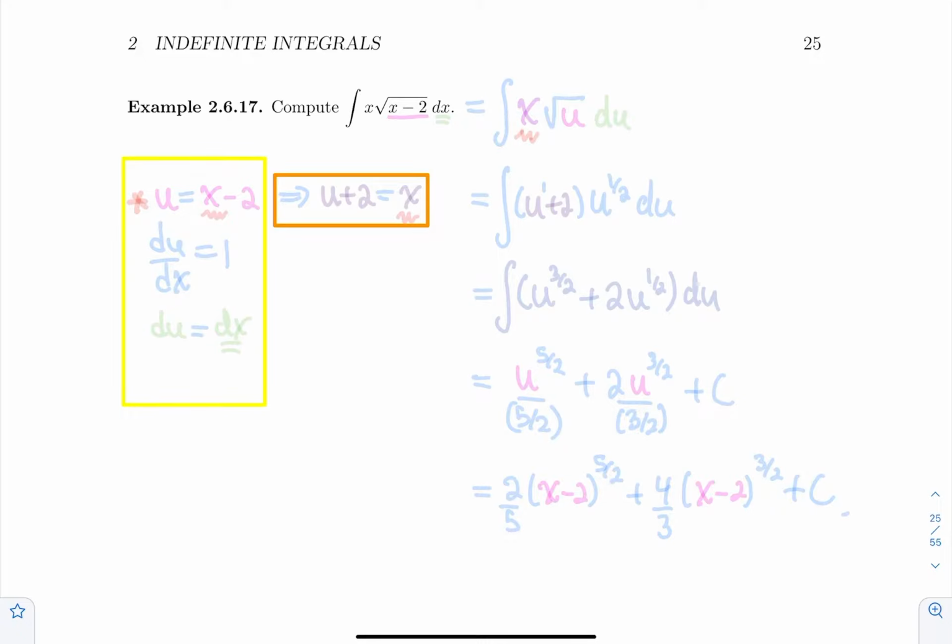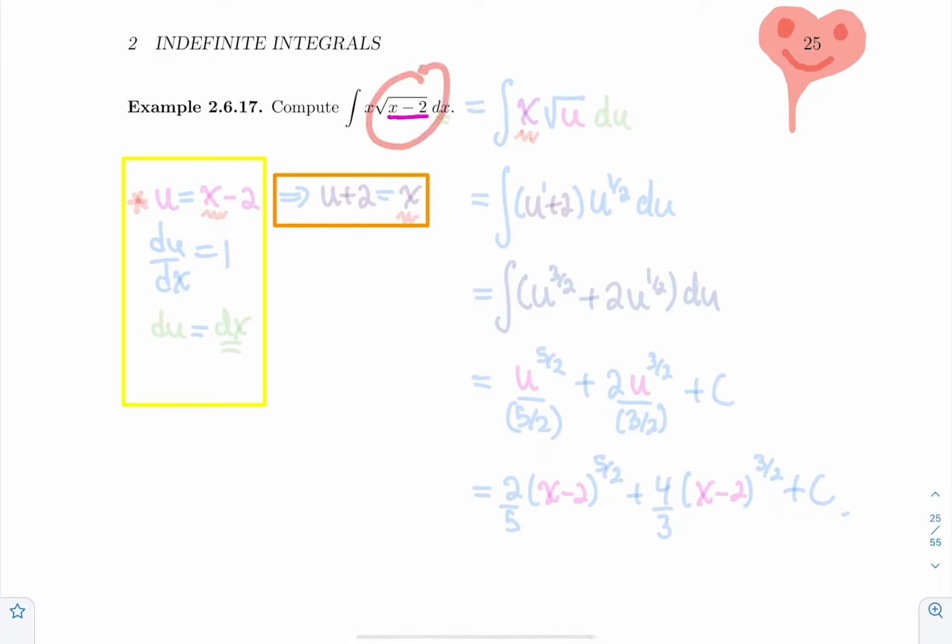Hello everyone. So now let's do two examples of integral by substitution where we have to use the original substitution to completely transform our integral into a pure integral that depends on u only. So here we have the integral of x square root of x minus 2 dx. Here the only interesting possible substitution would be the inside of the square root.